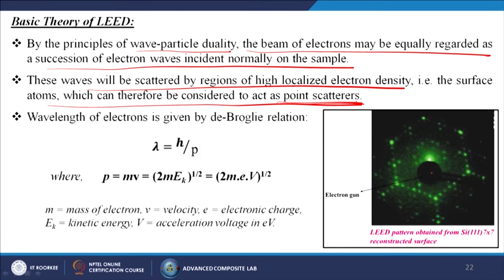The wavelength of electrons is given by the de Broglie equation, that is lambda is equal to h by p, where p is equal to mv, which is equal to root over 2 m e V. m is the mass of the electron, v is the velocity, e is the electronic charge, Ek is the kinetic energy, and capital V is the acceleration voltage in electron volts.